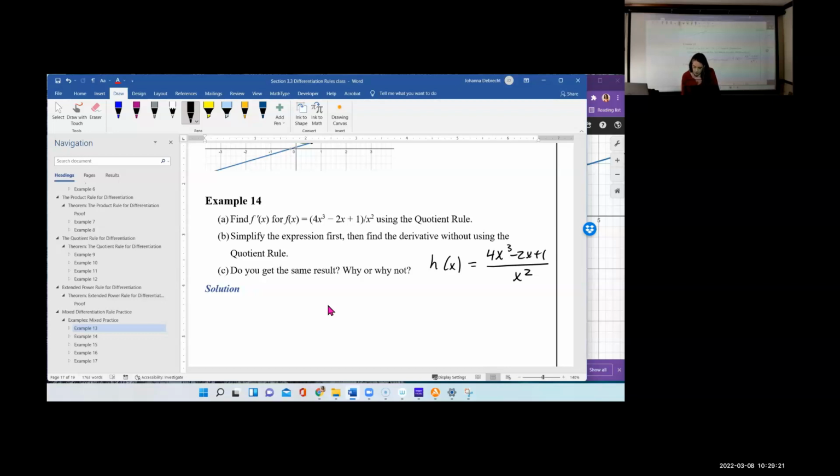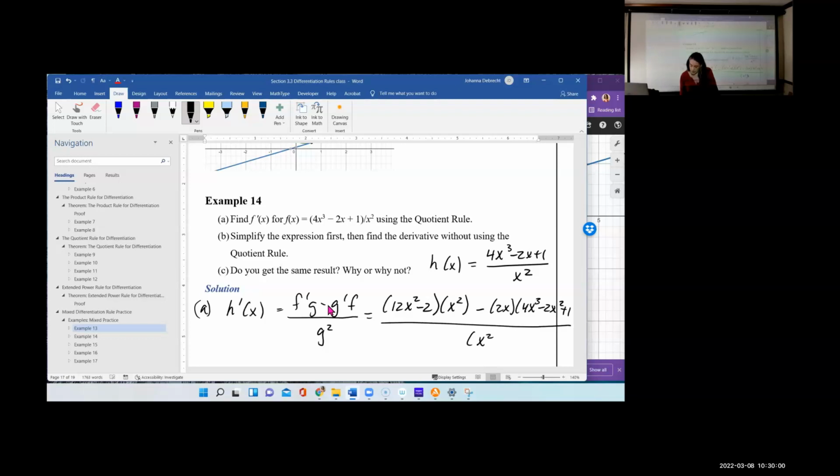All right. So we're going to do h prime of x using the quotient rule. The quotient rule is f prime g minus g prime f over g squared. So the derivative of the numerator is going to give me (12x squared minus 2) times g, which is x squared, minus the derivative of the denominator, 2x, times the numerator, 4x cubed minus 2x plus 1, all divided by the denominator squared.